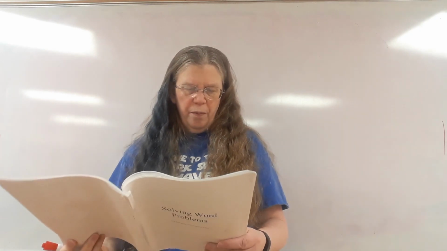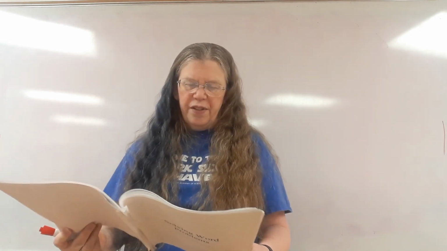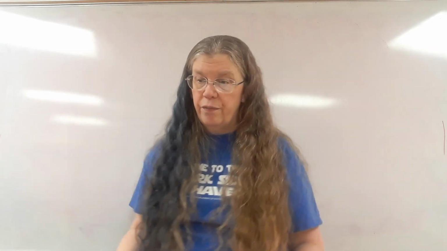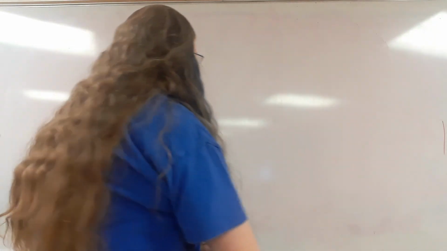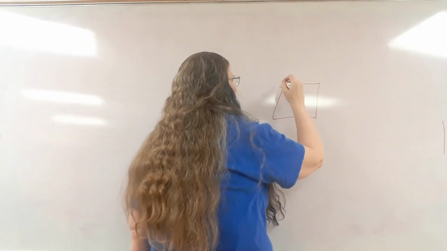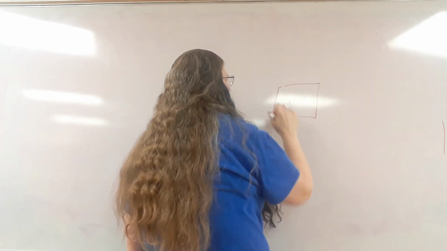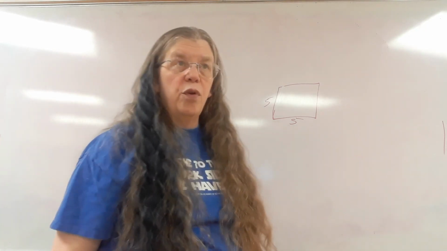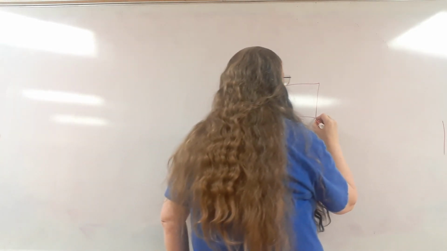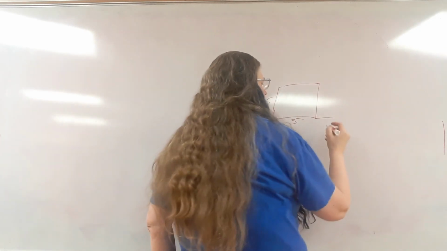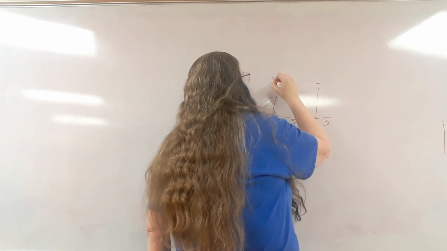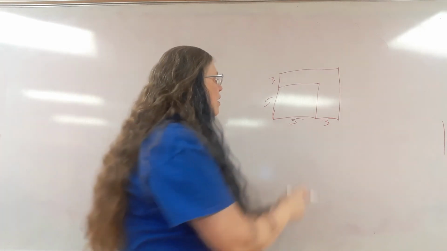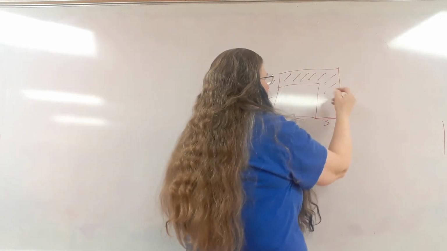A square stamp measures 5 centimeters on a side. If the stamp is enlarged by 3 centimeters per side, how many square centimeters are added to the area? Okay, so we've got a stamp that is 5 centimeters on a side. Anytime you see the word square, they only give you one number. That's because the number is the same on all sides. We're adding 3 centimeters to a side. Okay? And they want to know how much area is added. How much is that?